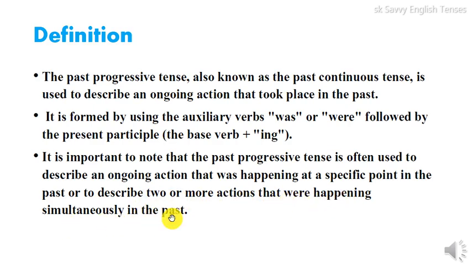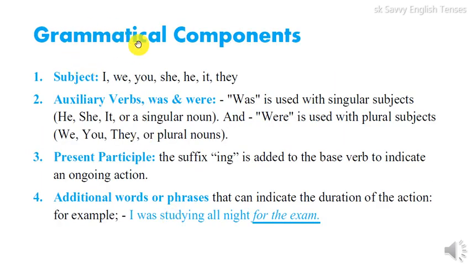Okay, the grammatical components of the past progressive tense include the subject plus the auxiliary verb plus the present participle. Okay, the subject includes I, we, you, she, he, it, and they. The auxiliary verbs was and were are used in the past progressive tense.